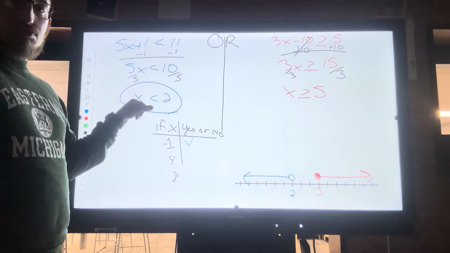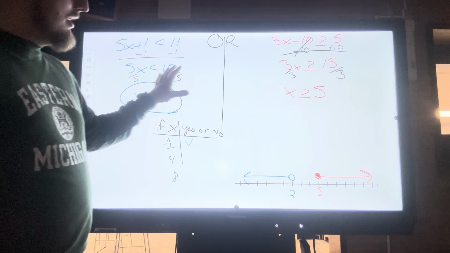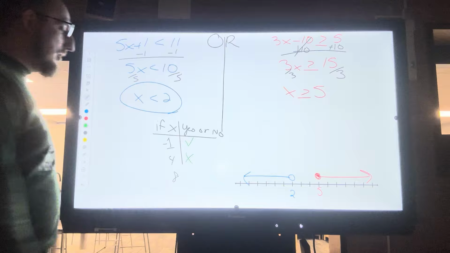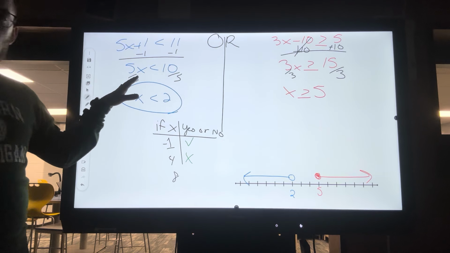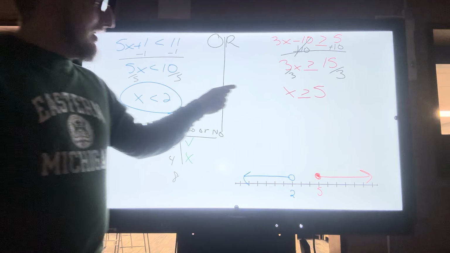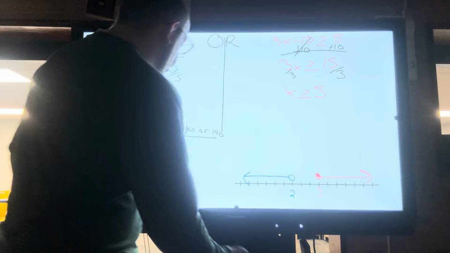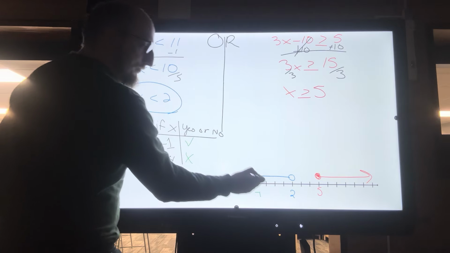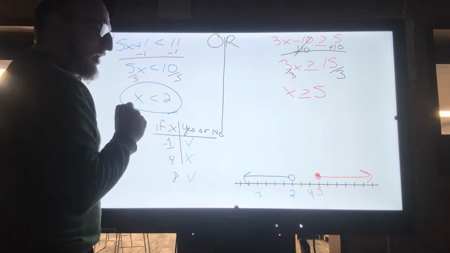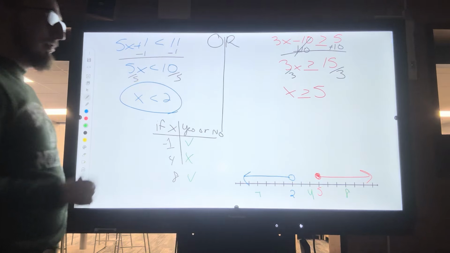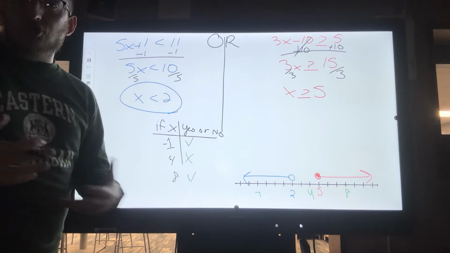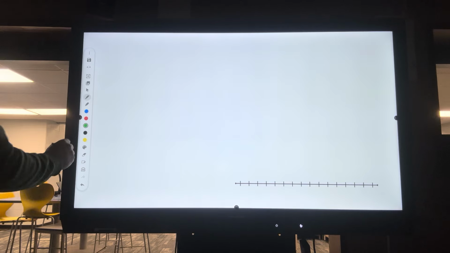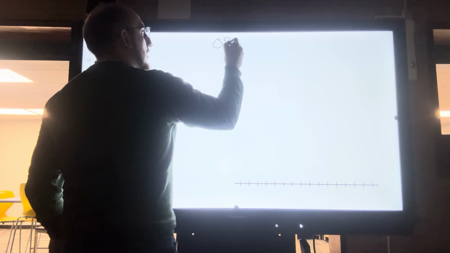Now let's plug in 4. Is 4 less than 2? No, so it won't fit the blue line. Is 4 greater than 5? No, so it won't hit the red line. So it doesn't work. And then we try 8. Is 8 less than 2? No, but we can still check the other one. Is 8 greater than or equal to 5? Yeah, so it'll check. And as we can see, -1 is on my blue line. 4 is in between. And 8 is on my red line. So that's how we can check if it works or not. Okay? Now, let's do the same idea, but you do it on your own, okay? Let's try it.